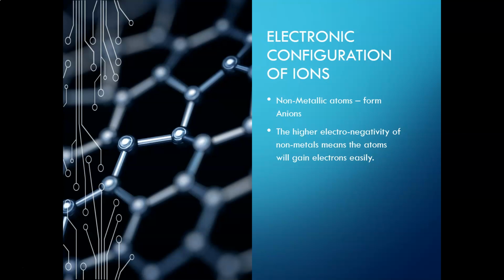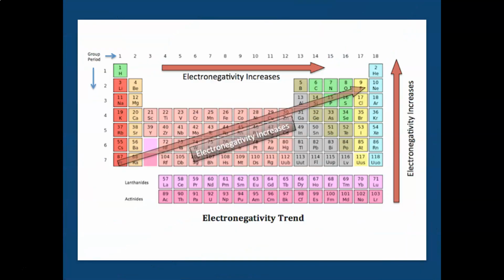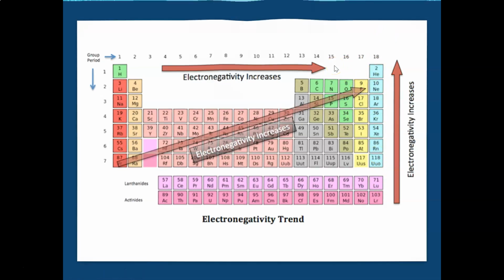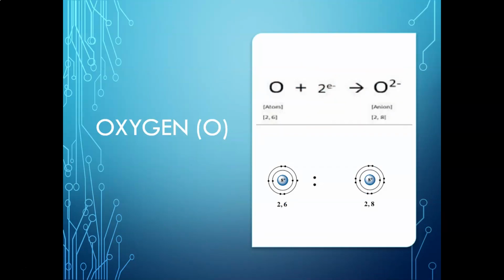Okay, electronic configuration of ions. So now we're going to think of some non-metallic atoms. Now these form anions. The higher the electronegativity of the non-metal means the atoms will gain electrons easily. So the further they are across here, the easier they'll gain electrons, but not our noble gases at the end. They're extremely stable.